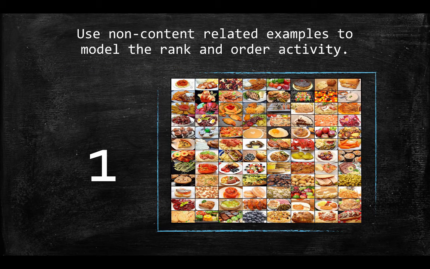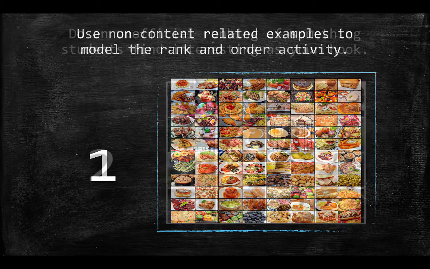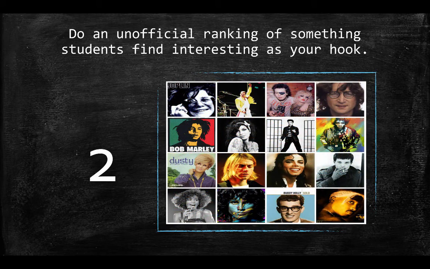So number 1 is, and I think this is true of almost any time you use a new strategy, you've got to use non-content related examples. That gets the students to buy in, and this kind of bleeds into my number 2 as well. As your hook, I think you should probably try and get them to rank something unofficially, to get them ready for what you're going to do and get them used to the strategy without them even realizing that you've started already.